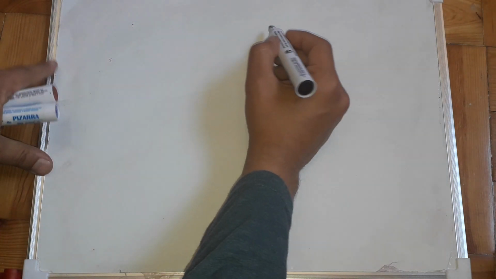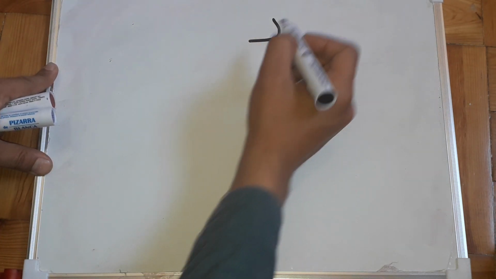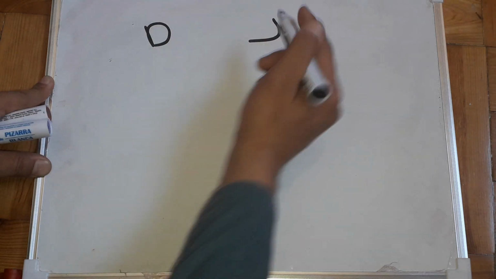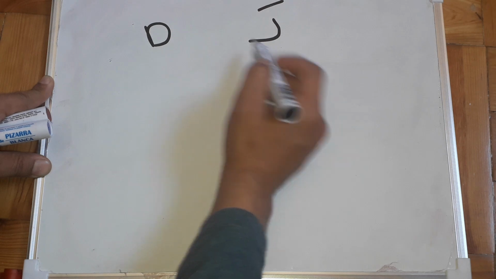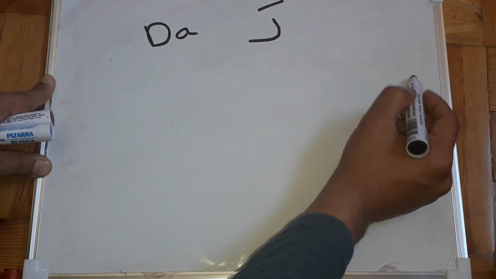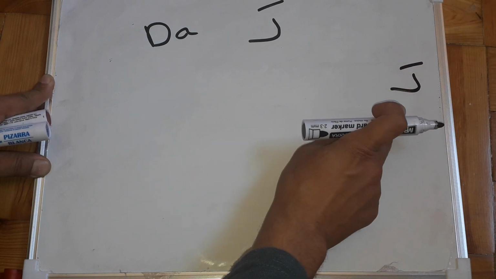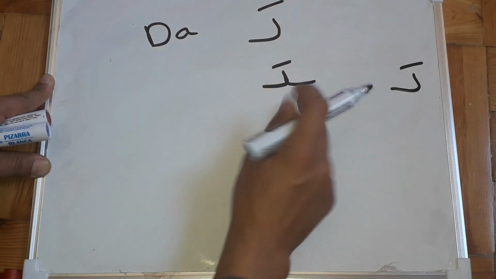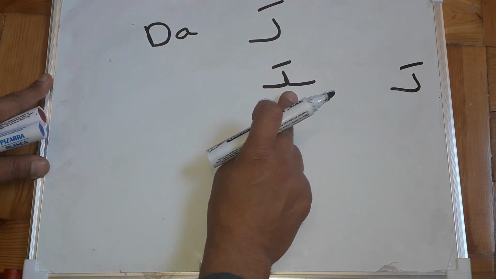Today we will talk about this letter. Dal. It has the sound d, d, d, like this, da, da. So we have da in the beginning of the word, and this is da in the middle and in the end of the word.